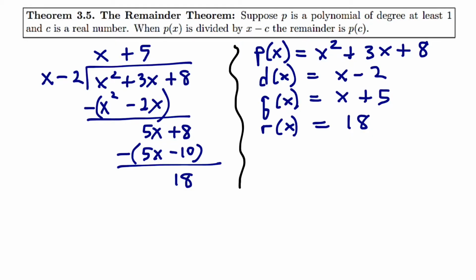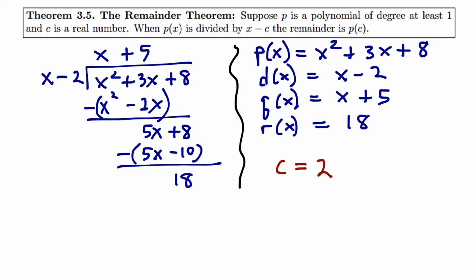All right, let's look at the next theorem. This is called the remainder theorem. And this says, suppose P is a polynomial of degree at least 1. So in our case, our polynomial is this, so the degree is 2, so that qualifies. And c is a real number. All right, so when P of x is divided by x minus c, so in our case, c is 2.